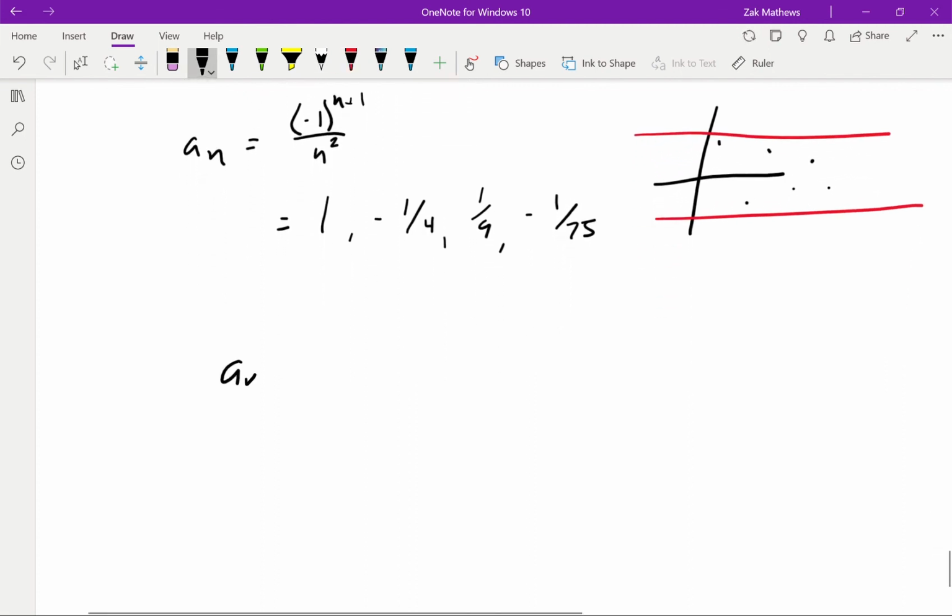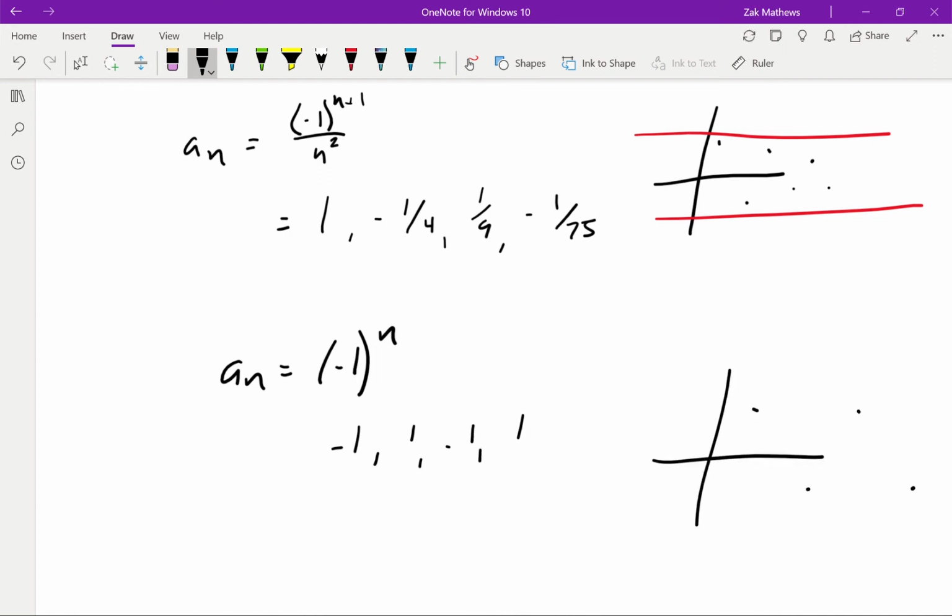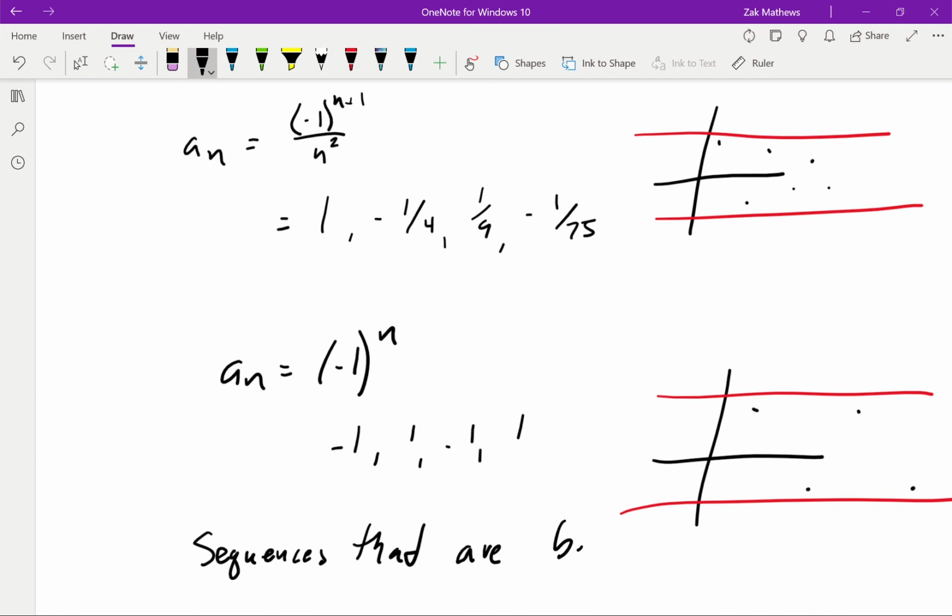Even something like our negative 1 to the n is bounded, right? Because we had negative 1, then we had 1, negative 1, 1. So can we set upper and lower bounds for those and contain those values? Absolutely we can. So just because a sequence is bounded does not imply that it is convergent. Sequences that are bounded are not necessarily convergent. They may or may not be.